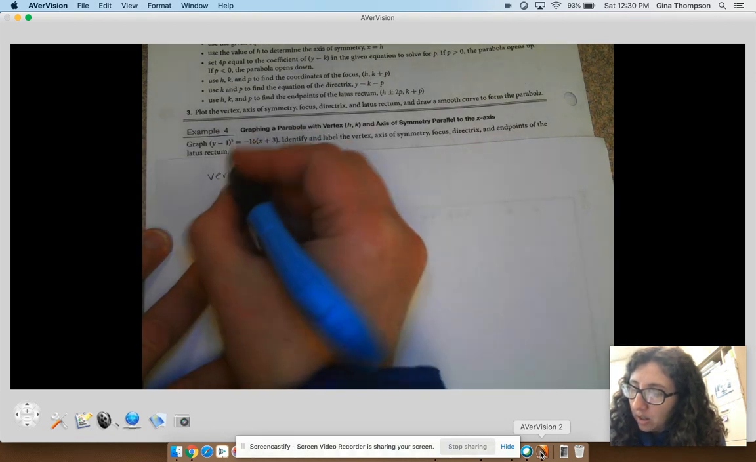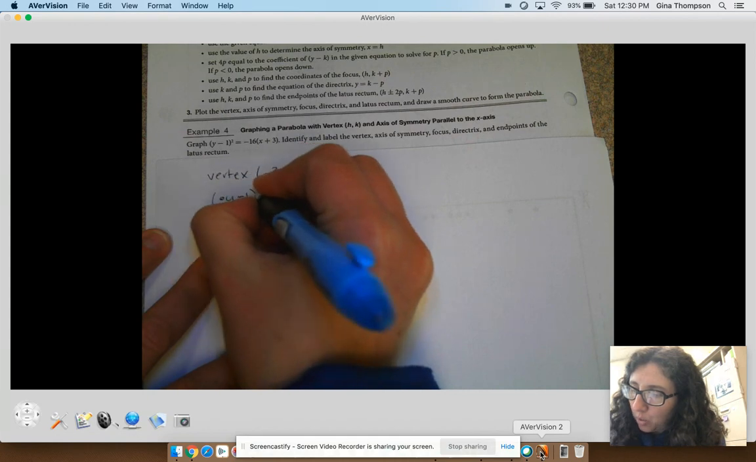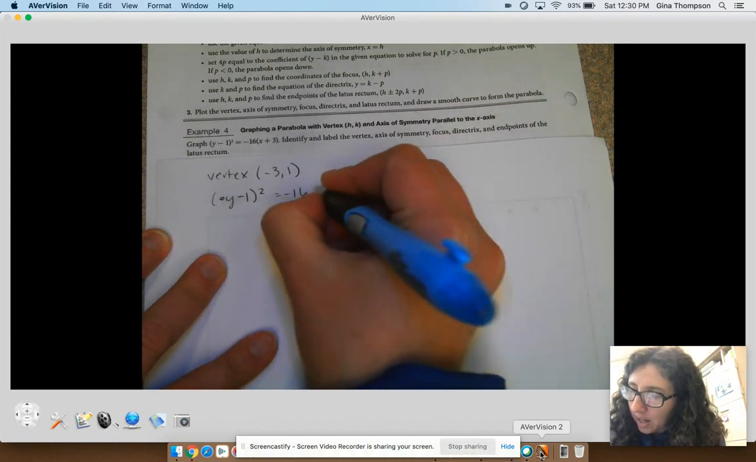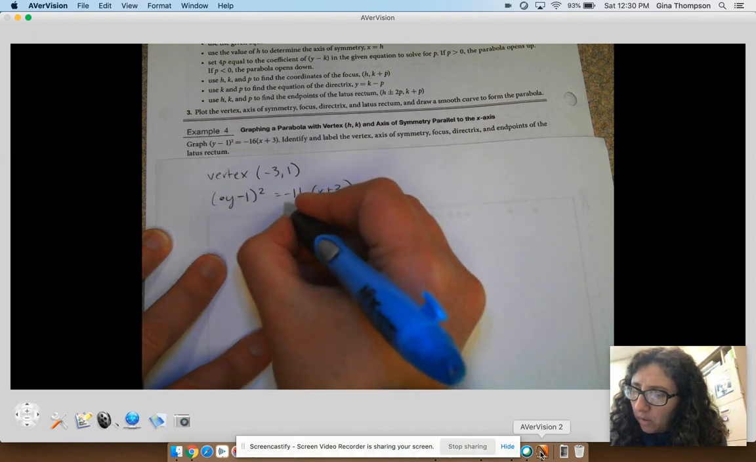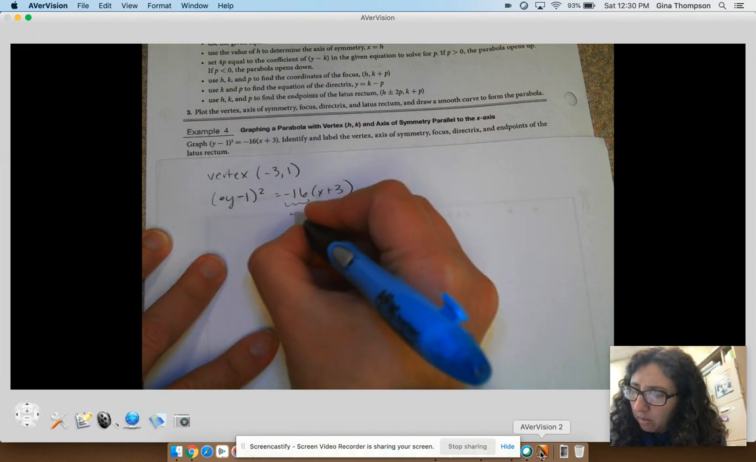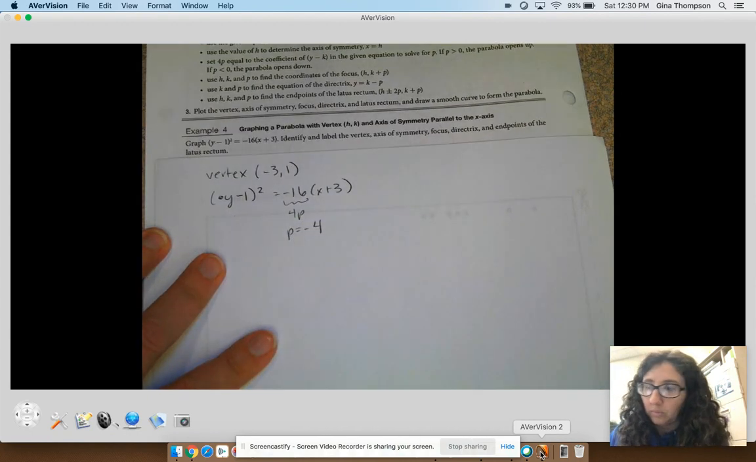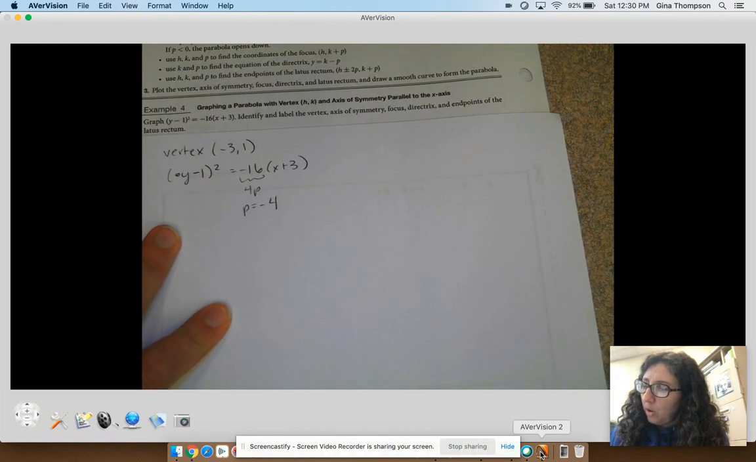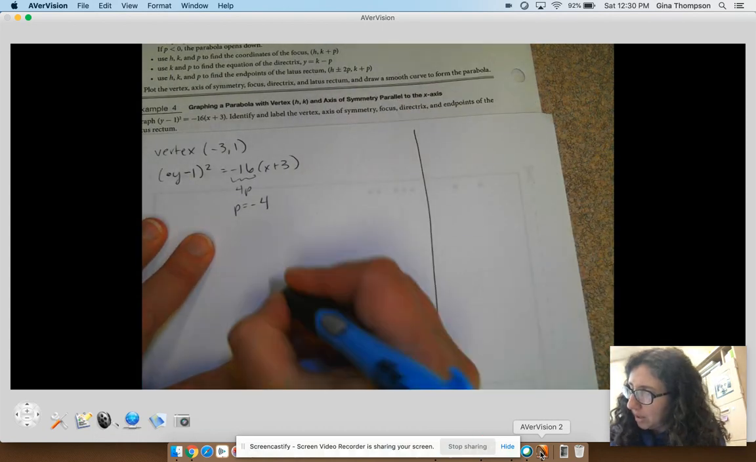We know that, so we have y minus 1 squared equals negative 16 times x plus 3. And we know this is the form. This here is our 4p. So we can see p is going to be negative 4. Okay, so let's graph this. And let's see if I can.